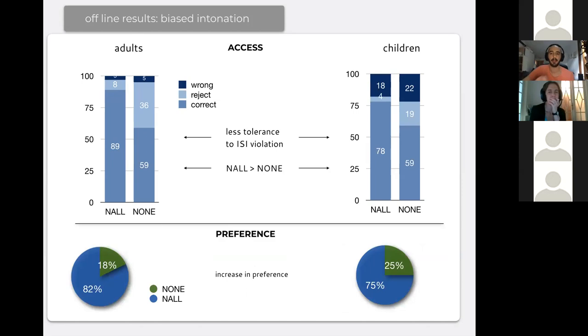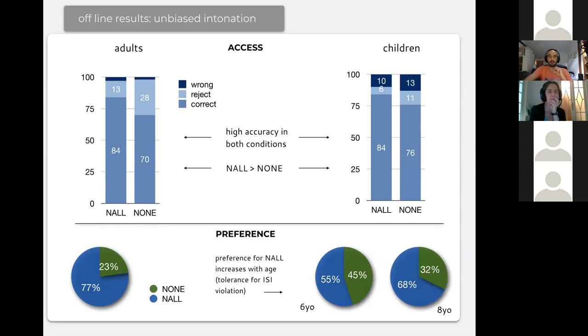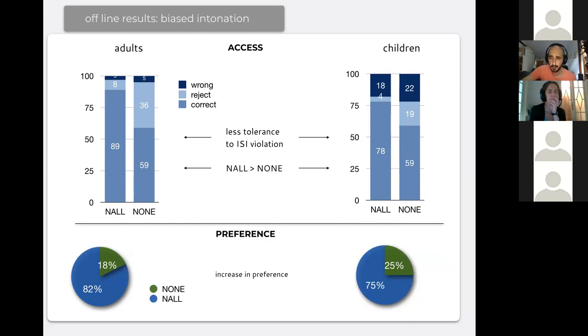Okay, so now, as you see, switching from this graph to this graph, we are moving to the experiment with the biased intonation, so with the intonation supporting the implicature. And if you look at the left graph, you see that there is a decrease in the acceptance of the implicature violation, which shows that the manipulation of the intonation worked. So when the intonation stresses the implicature, then people accept the violation less often. And also the children did the same.